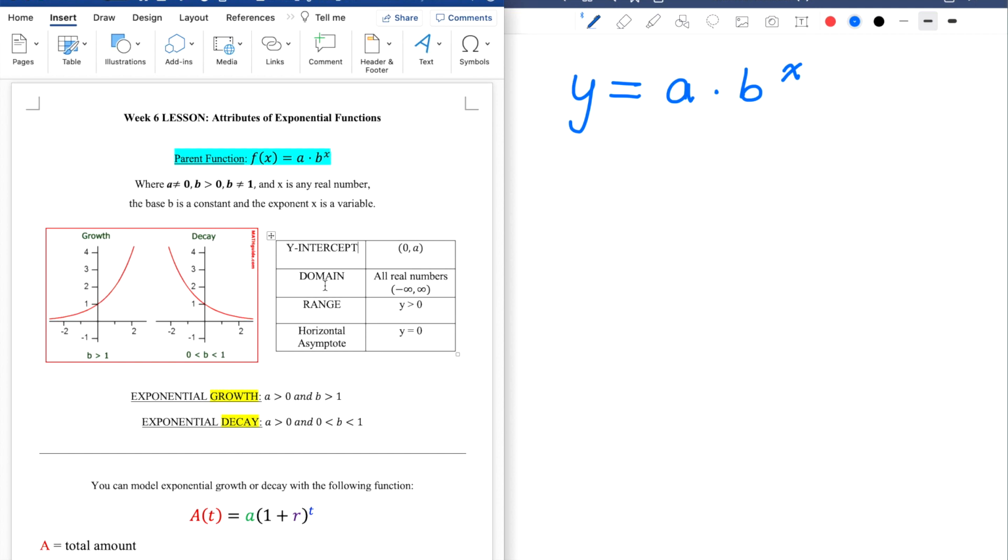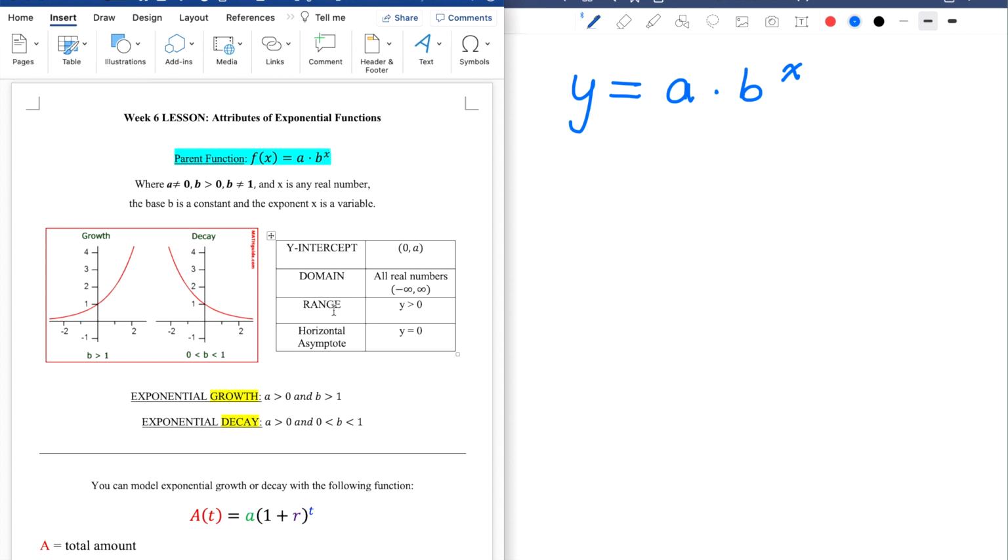For domain, it's always going to be all real numbers. So remember, domain is x, right? And it's always left to right. If you follow the graph to the left, it's going to continue on to negative infinity. And if you follow it to the right, it's going to continue on to positive infinity. So we call that all real numbers, which we can also write as negative infinity to positive infinity.